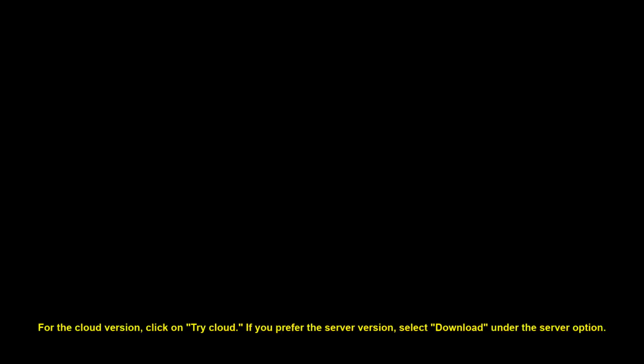Once verified, return to the Jira Software page. Now you can choose between a cloud or server version. For the cloud version, click on Try Cloud. If you prefer the server version, select Download under the server option.